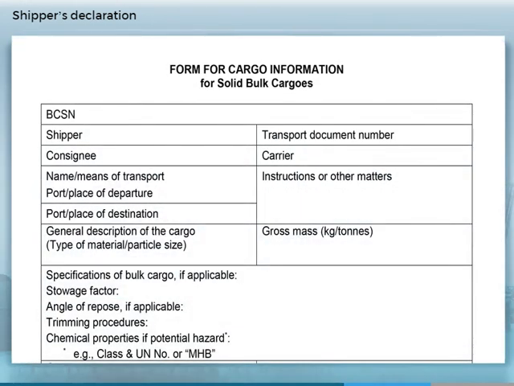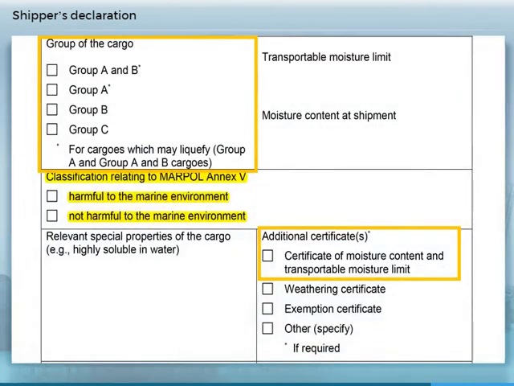If relevant, it must state whether the iron ore is classed as MHP, has a history of self-heating or hydrogen gas emission. In Group A cargoes, the cargo moisture content and transportable moisture limit must be stated.